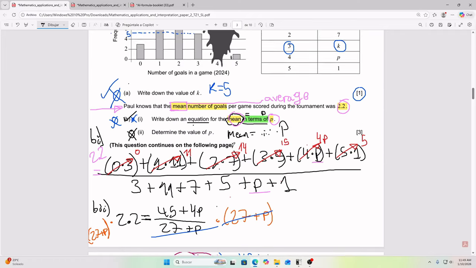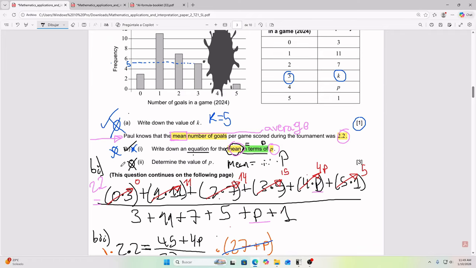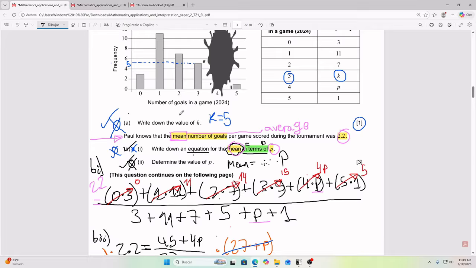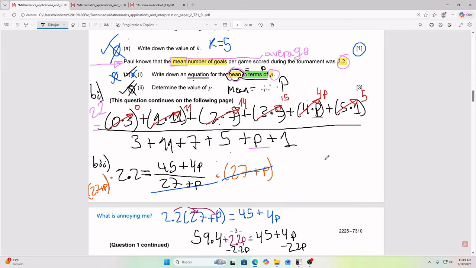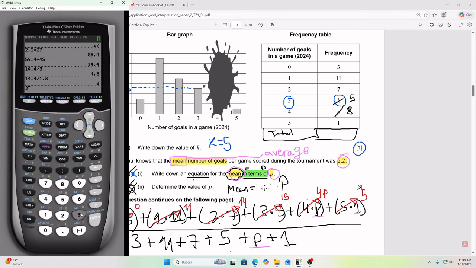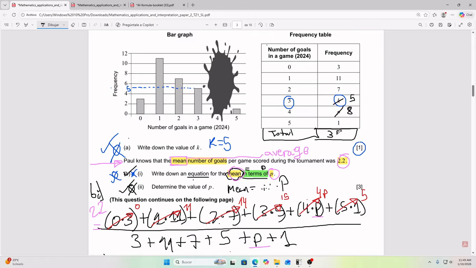I appreciate the minute to show critical thinking skills where p had to be like a whole number. So good thing we noticed that. Good thing we caught that. P equals 8. I'm going to rewrite it up here just so that we remember it. So this is 5, and this is 8, and the total, which might be relevant later, is 3 plus 11 plus 7 plus 5 plus 8 plus 1, which gives you 35. Yeah, perfect. That would be for part A and B.